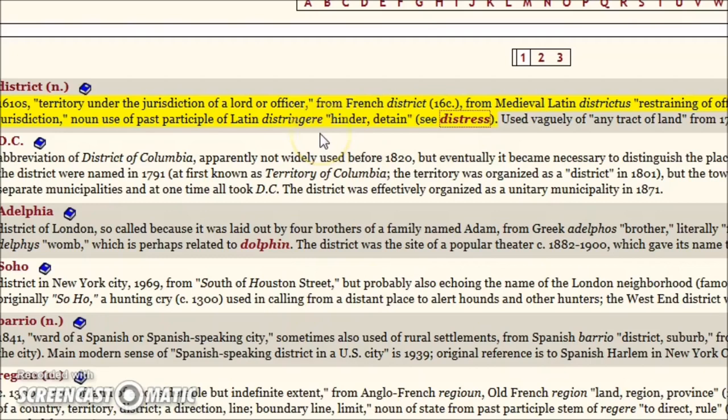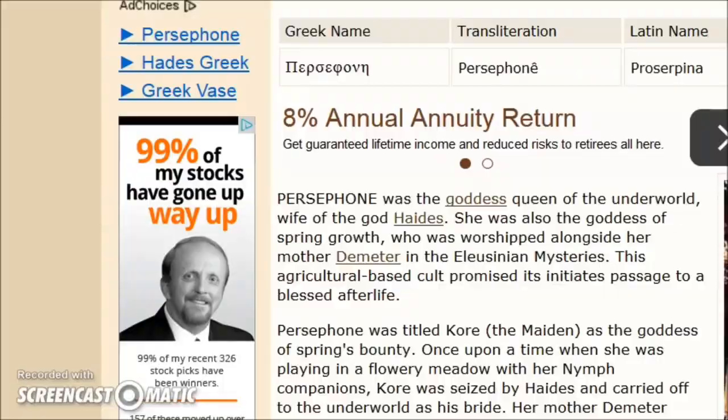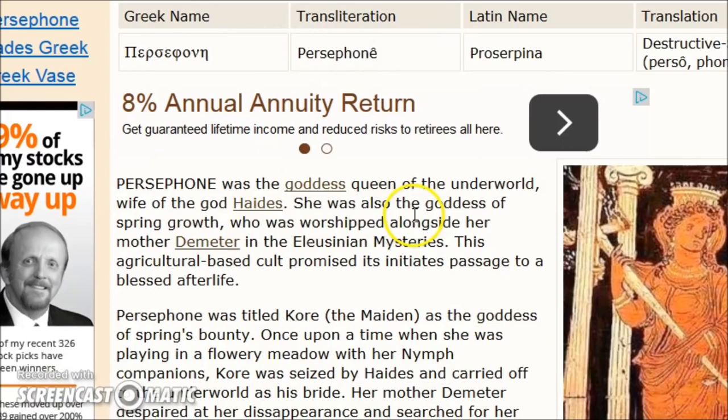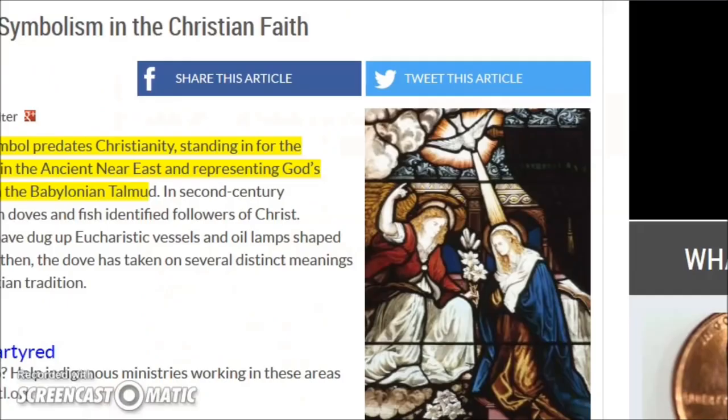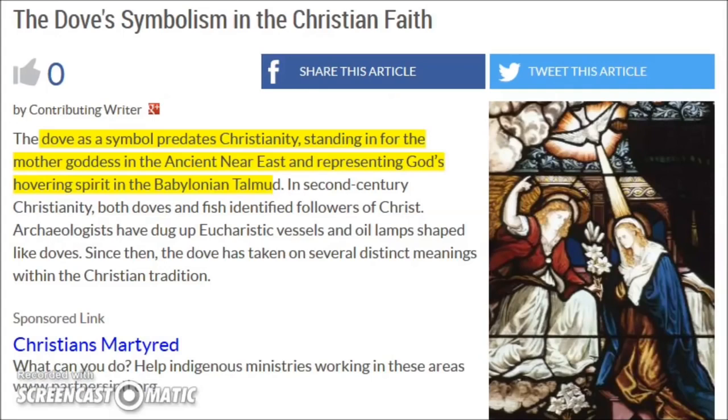What the heck does that mean? Well, let's go back here and look at Persephone again, as she sits on top of the Capitol building. And she was a goddess, queen of the underworld, wife of the god Hades. She was also the goddess of spring growth, who was worshipped alongside her mother Demeter. And we go over here back to the Roman days, since they did help name Washington, D.C. All right, so here we see the dove's symbolism in Christian faith, staying on this Rome theme that apparently had a big hand in naming Washington, D.C., or Little Rome.